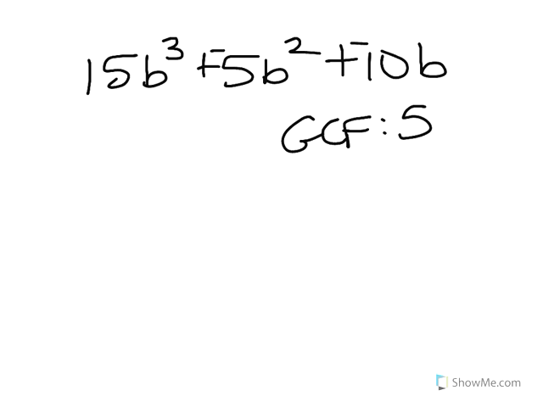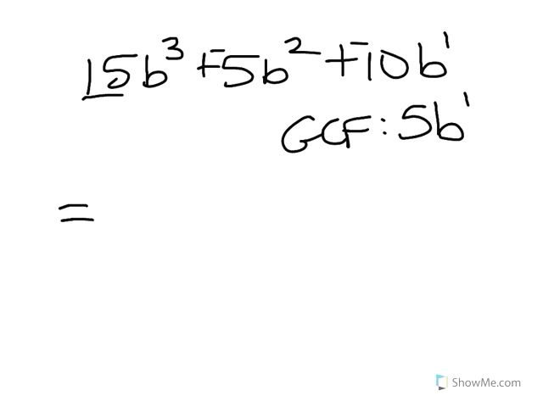Is there a common factor for b cubed, b squared, and b? Yes, there is. Remember, that's b to the first. And b to the first is part of b squared, and it's part of b cubed. And of course, it's a factor of itself. So the GCF here is 5b, which remember is 5b to the first when you go to do your dividing.